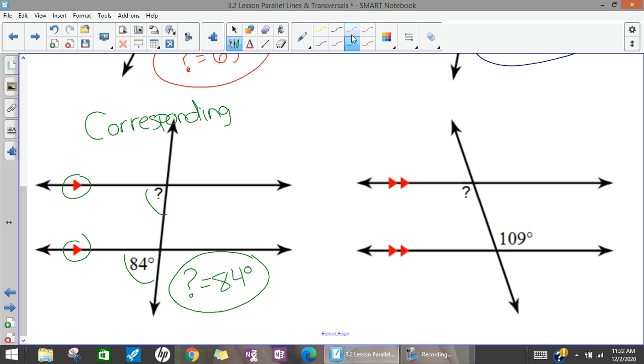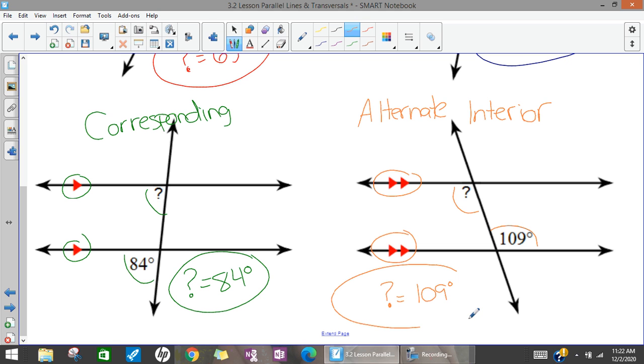This last one here, again, I've got parallel lines. Both of my angles are between the parallel lines, so they're both interior. And they are on opposite sides of this transversal, so they are alternate interior. So they are going to be congruent. So I can show that they're congruent using the little arcs in each. Congruent means they're the same size, they're the same measure, so that question mark is 109 degrees.